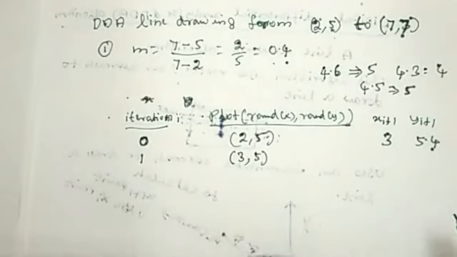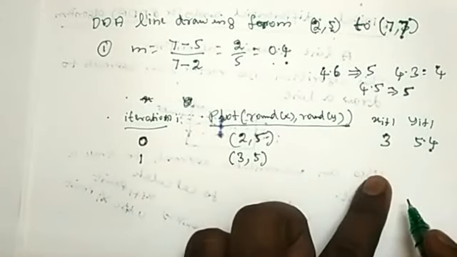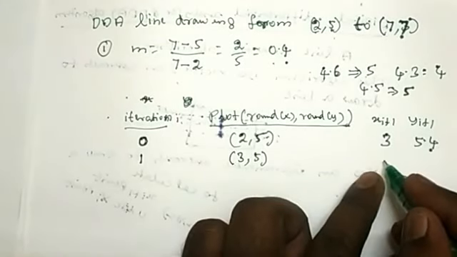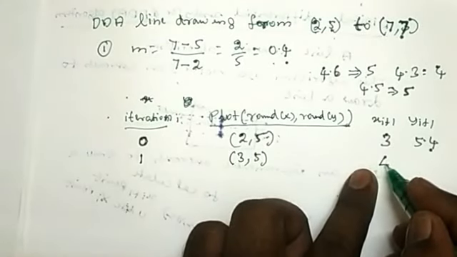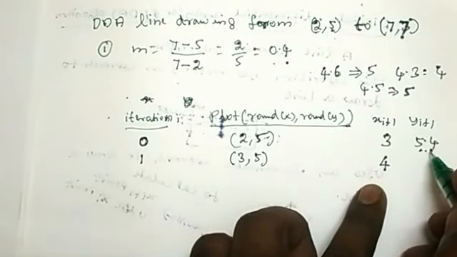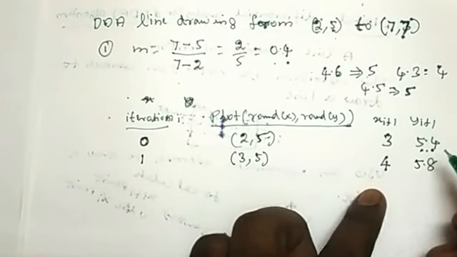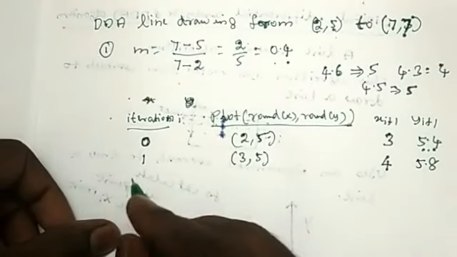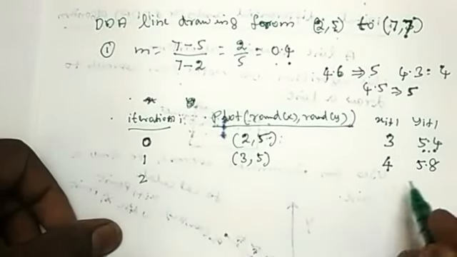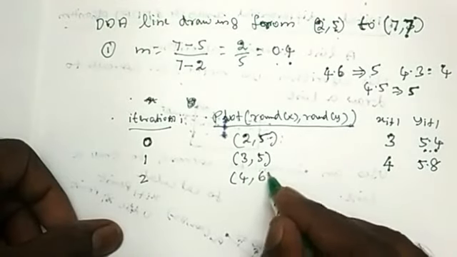Yes. I'll go to the next one. As usual, x will be incremented by 1. So the x value will become 4, and when you take this 5.4 and add 0.4, it will become 5.8. I'll go to iteration 2. When you round it off, the answer will be 4 and 5.8 will become 6 here.